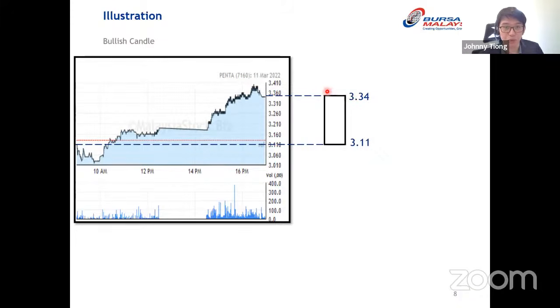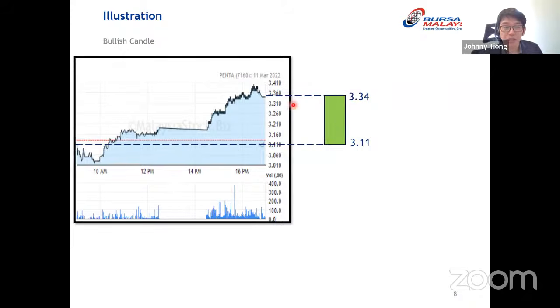So we should draw the body. Remember the body just now, from the opening and the closing. If this is a bullish candle, what color should it be? Is it red or is it green? Just now we mentioned in our previous slide, a bullish candle is green. So I colored it green.